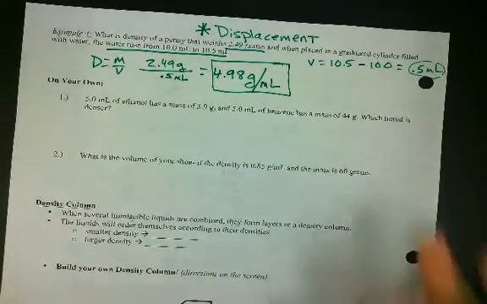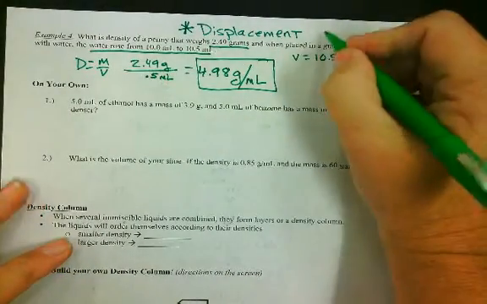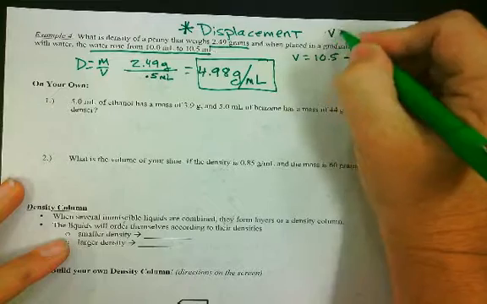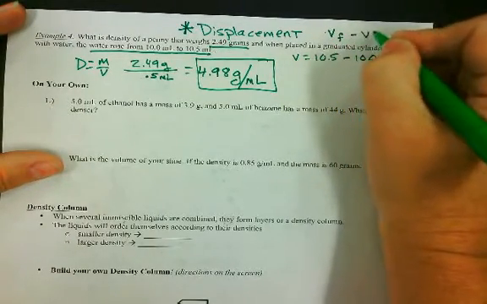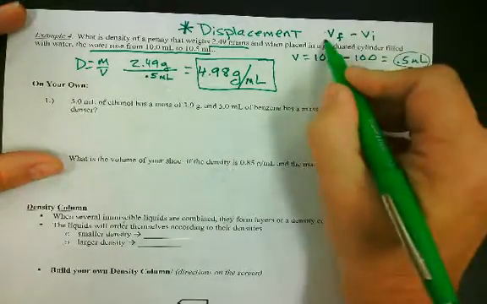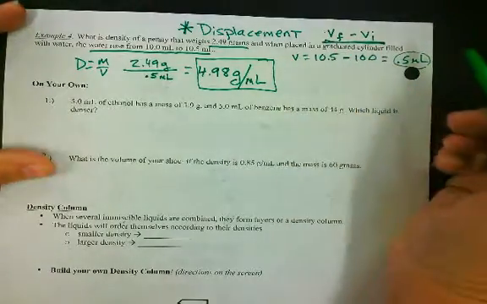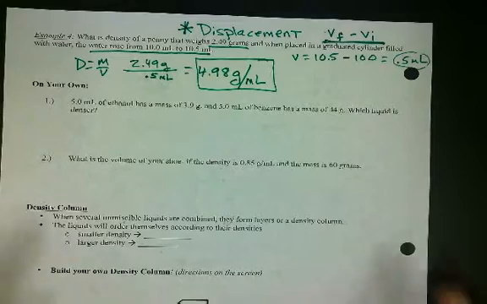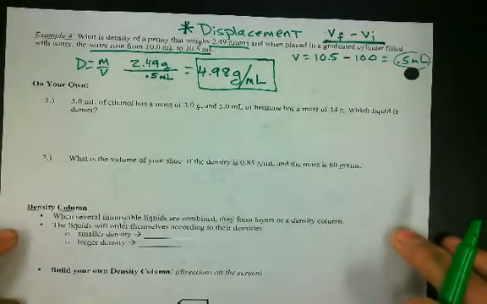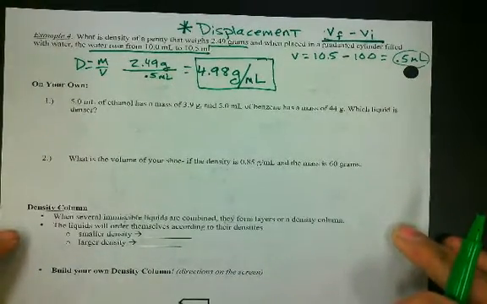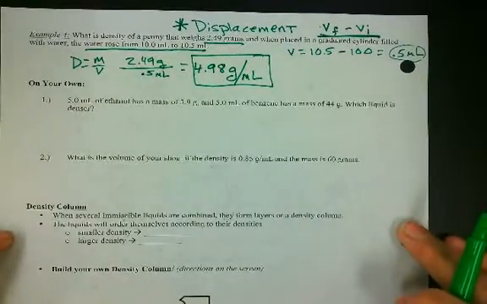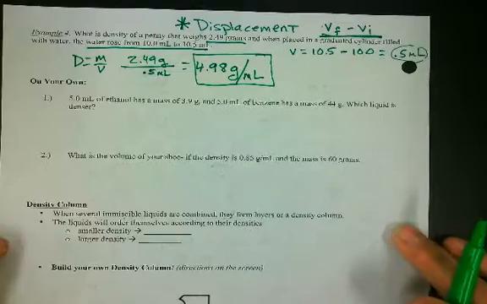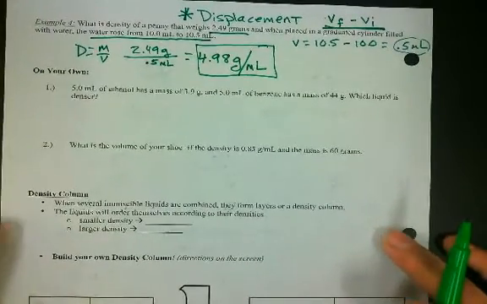If you think about it, it is your final volume minus your initial volume. Write that out if you need to. That'll solve you for your volume. All right, so go ahead and pause the video right now and do the problems on your own. And then we'll come back on and we'll check and see if you got the answers right.